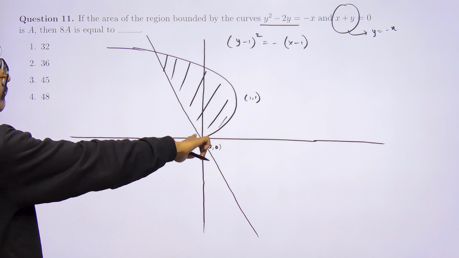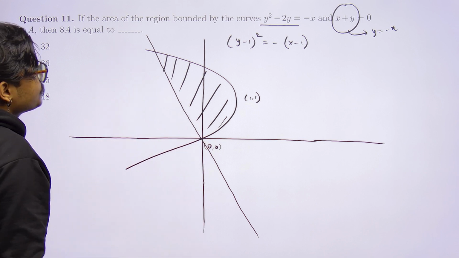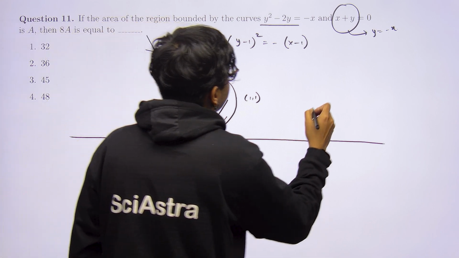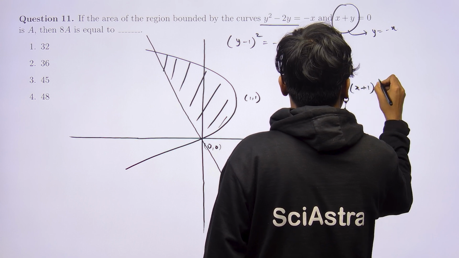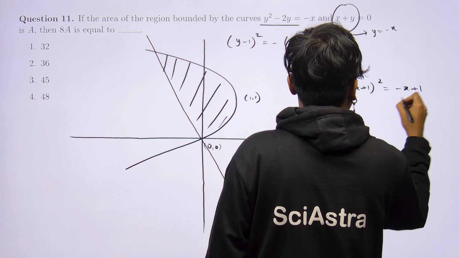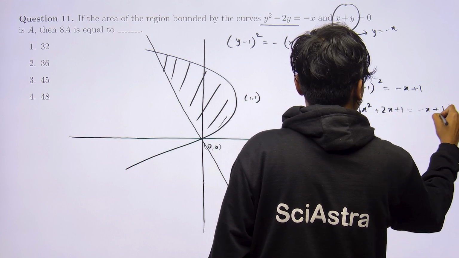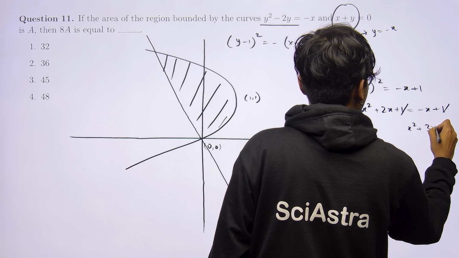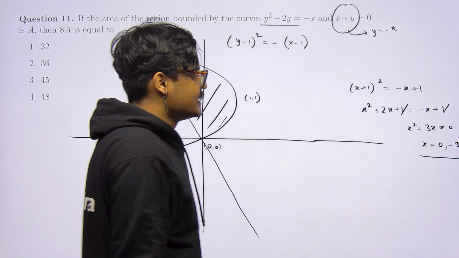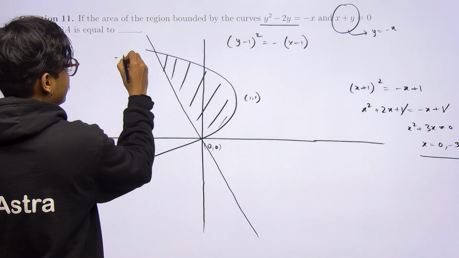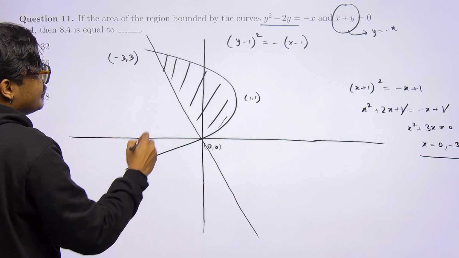So we know that one point of intersection is going to be 0, 0. Let's find the other point of intersection, right? So if I equate this, replacing the value of y, you'll get that minus x will become x plus 1 whole squared is equal to minus x plus 1, which is x squared plus 2x plus 1 equal to minus x plus 1, which gives you x squared plus 3x equal to 0, which means x is equal to 0 or minus 3. We already know about x equal to 0, so this other point is x equal to minus 3, and since it lies on y equal to minus x, it's going to be minus 3 comma 3, right?